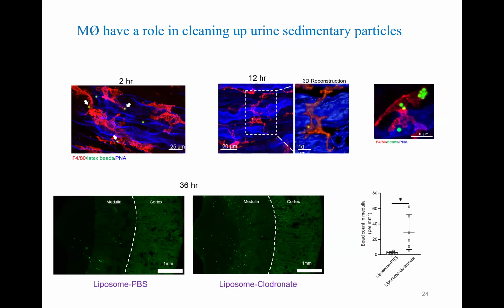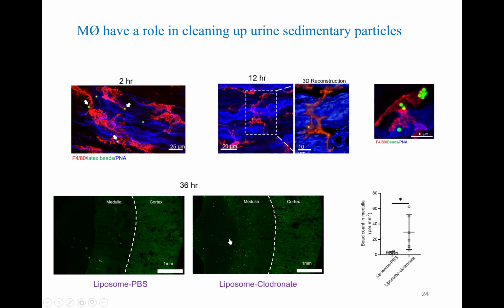In 2 hours, you can see that some intratubular beads had been associated with macrophage protrusions. By 12 hours, some beads had been swallowed and transported to the macrophage soma, which is located outside of the tubule. Some macrophages had taken up multiple beads. This is very amazing.